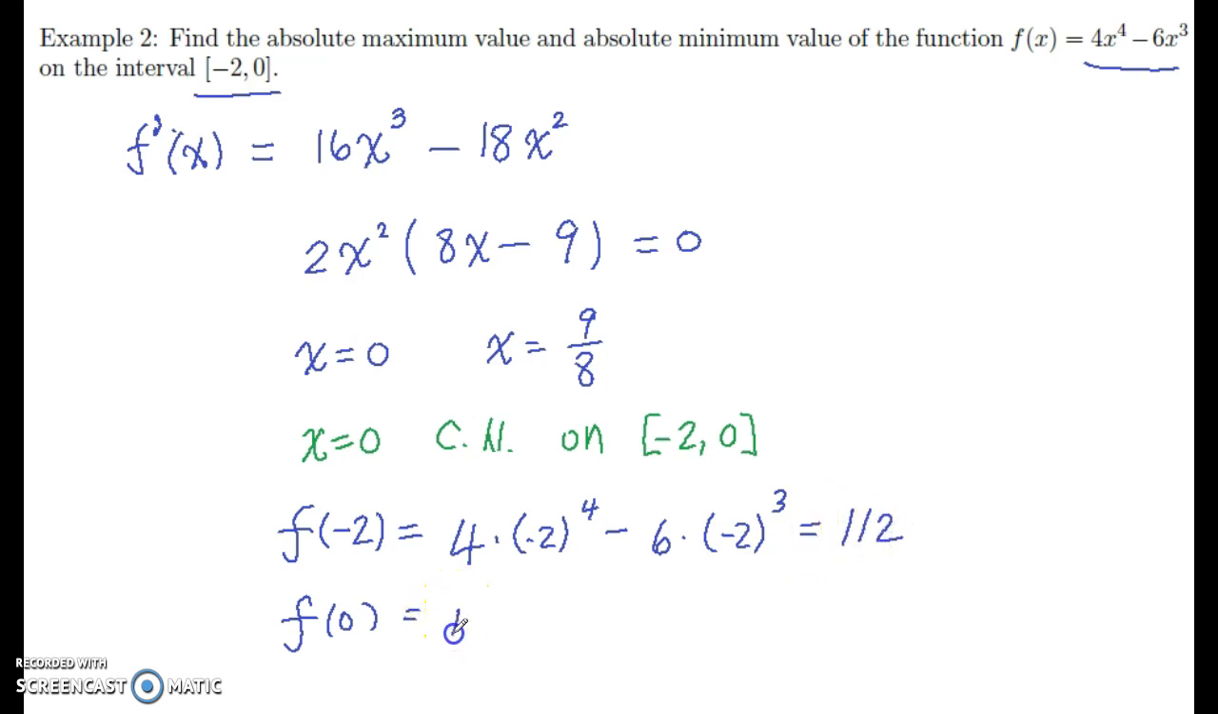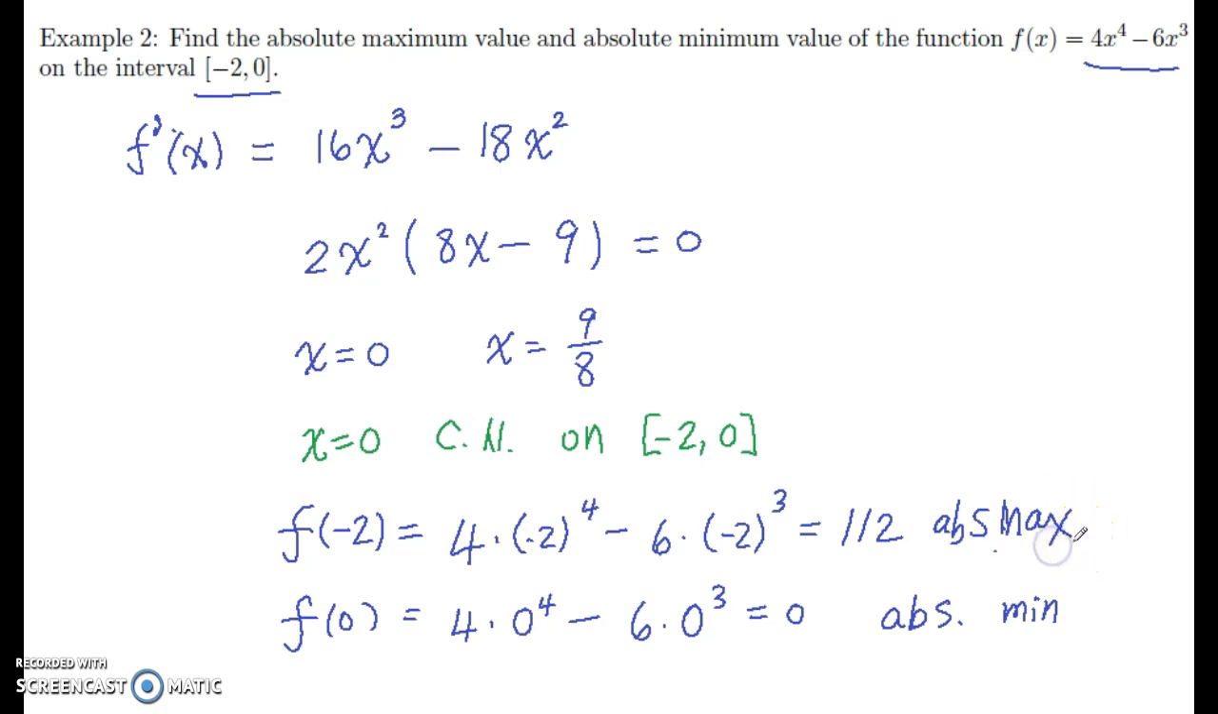And when you plug in 0, 4 times 0 to the fourth power minus 6 times 0 to the third power is 0. So we can conclude that the absolute minimum is f of 0 equals 0, and the absolute maximum is 112.